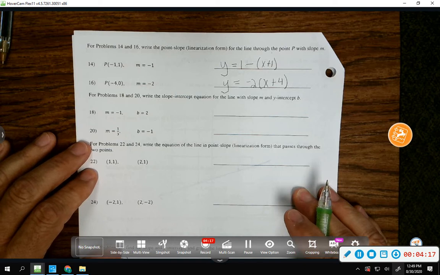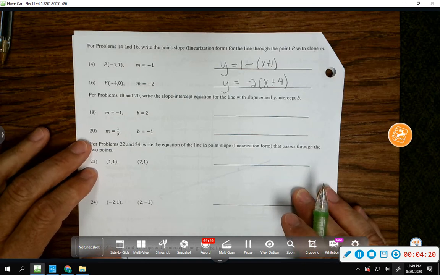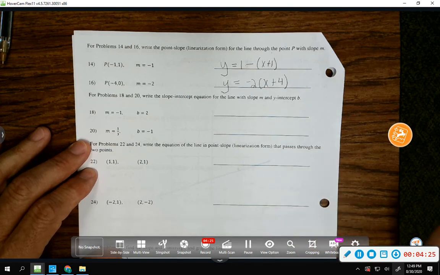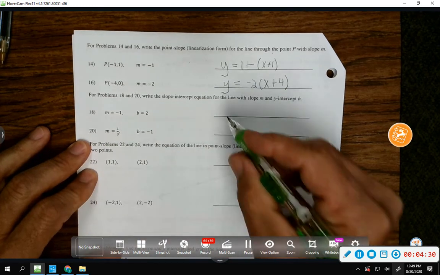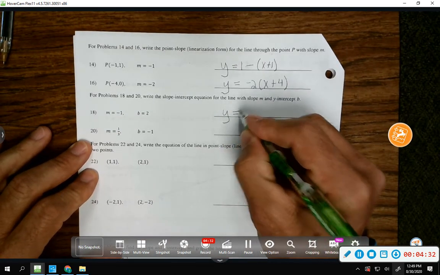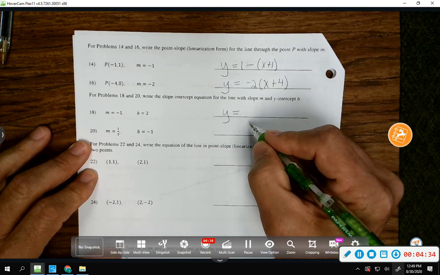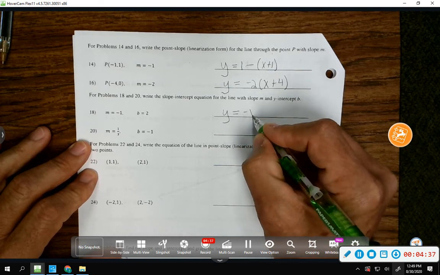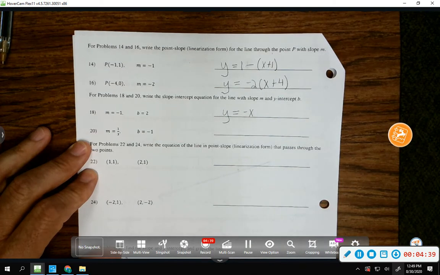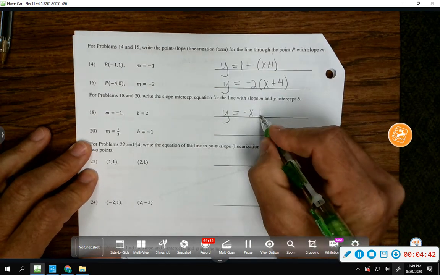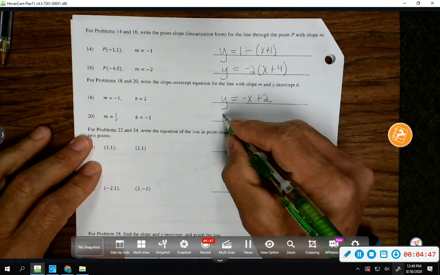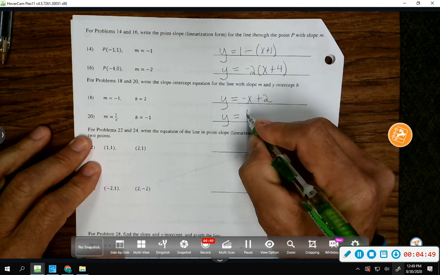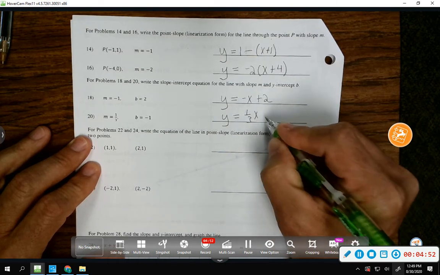Problems number 18 and 20. Write the slope-intercept equation for the line. Now this one is in slope-intercept form, so y equals mx plus b. Well, they're giving us m and they're giving us b. Y equals m, which is -1, times x. Well, -1 times x is better written just negative x. It's assumed to be a 1, plus b. Done. Problem number 20. Y equals mx plus b. 1/3 x minus 1.